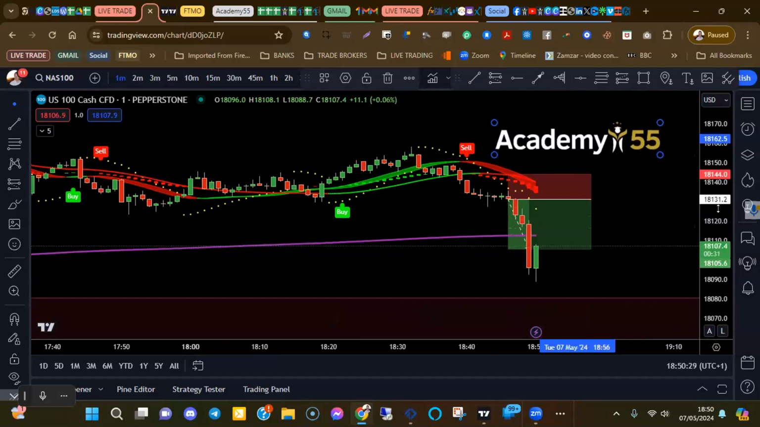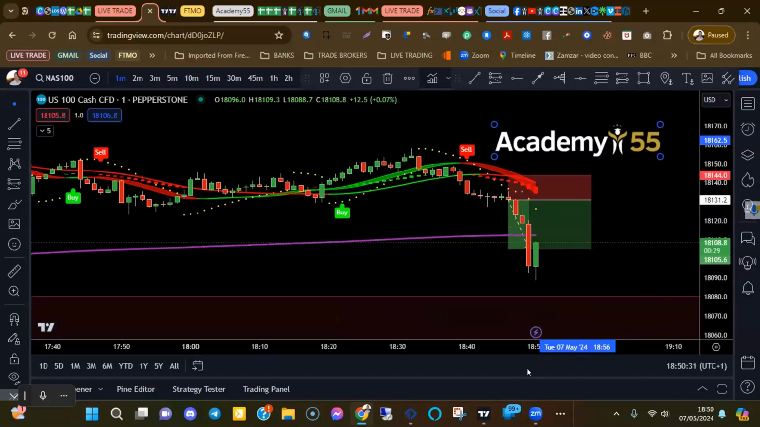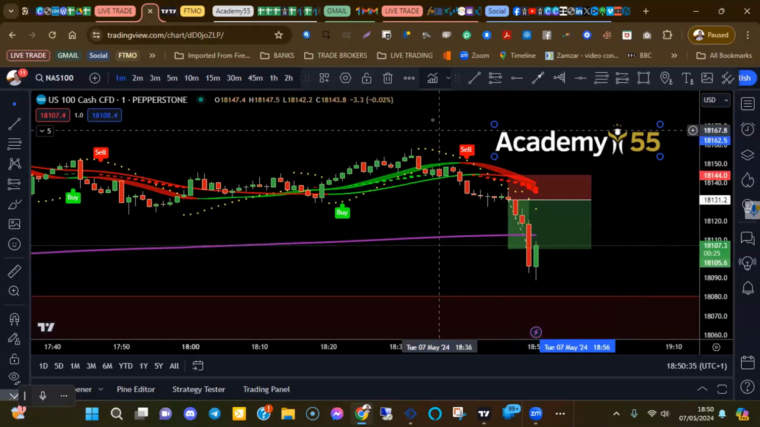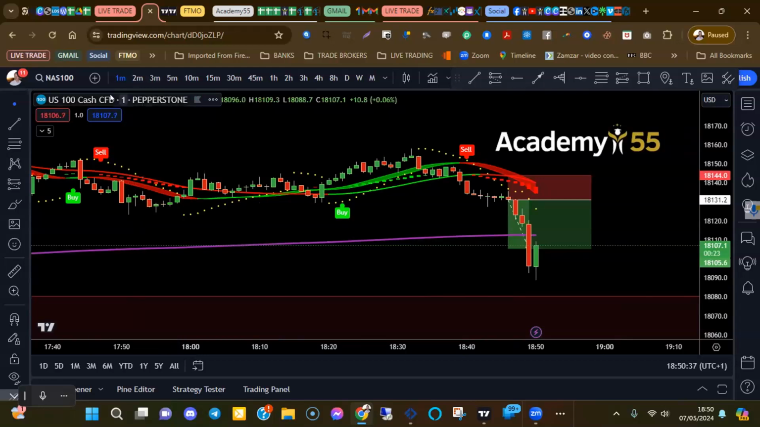That is the fastest trade I have done to date, but that's how fast it can be, especially on the US 100. US 100, also known as the NAS 100, that will give you lots of volume, especially at this time of the night.